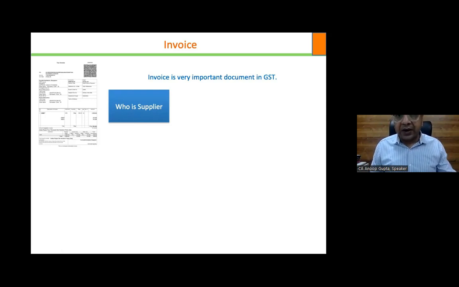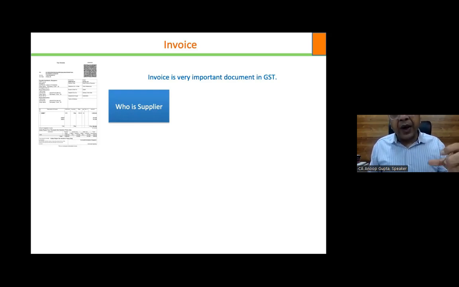If my transaction is covered under the definition of supply, but it is exempted by way of a notification, then it will be an exempted supply. If my transaction is covered under the definition of supply, but the rate mentioned on that supply in the tariff is nil, then it is a nil rated supply.